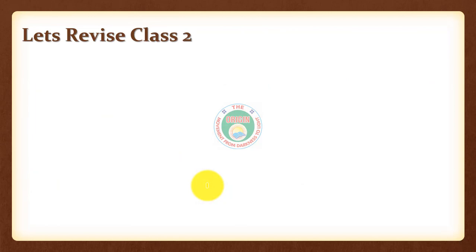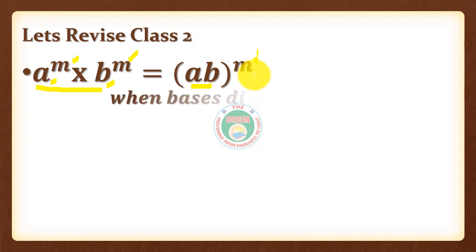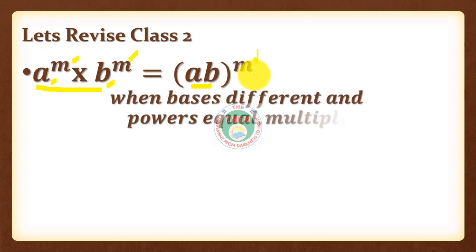Let's revise class 2. A power m into b power m equal to ab whole power m. If you are observing here base a, here base b, bases are different, powers equal, m and m. In this case, you should multiply the bases and write the combined power, that is ab whole power m. When base is different and powers equal and two expressions are under the multiplication.